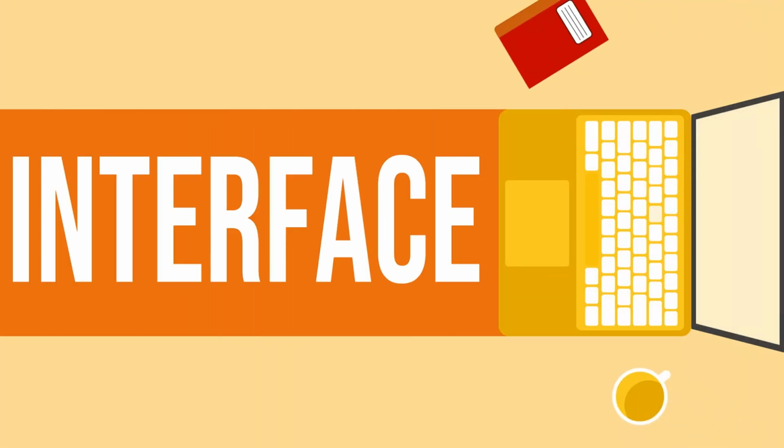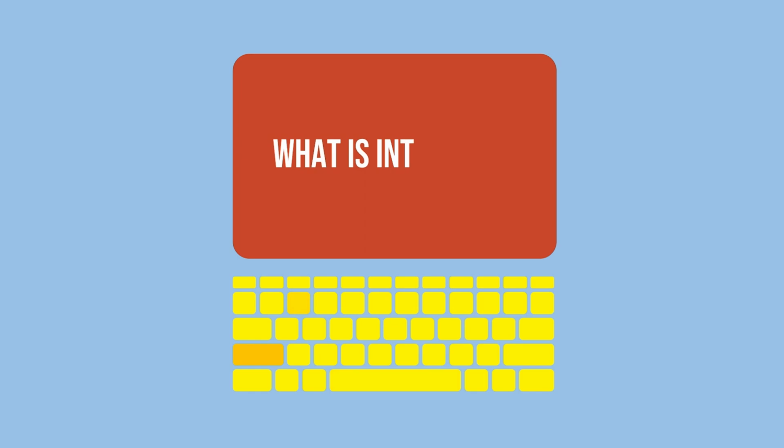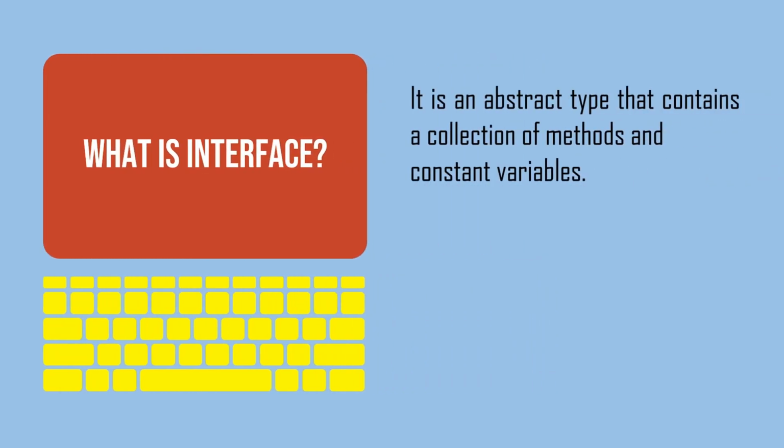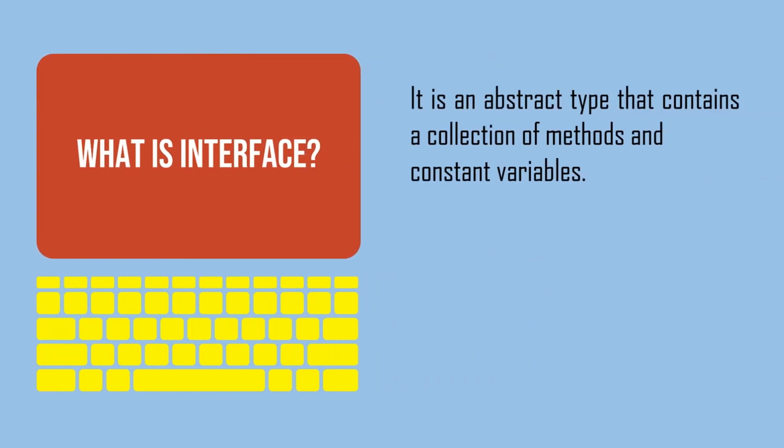This last topic is about interface. What is interface? It is an abstract type that contains a collection of methods and constant variables. So it is like a contract from a class. Somehow, there are similarities with the abstract method. It's just like we need to implement the method. For example, we have a cell phone and there are different models of Apple cell phones.